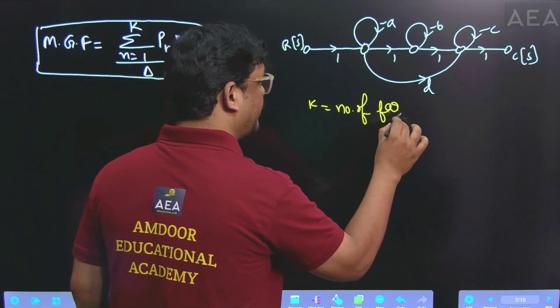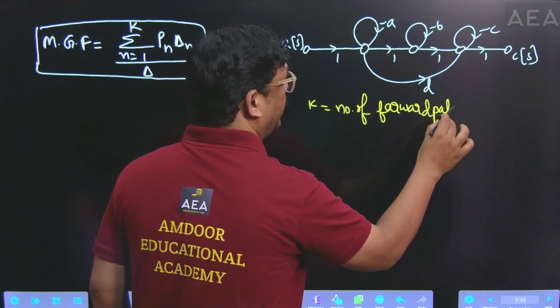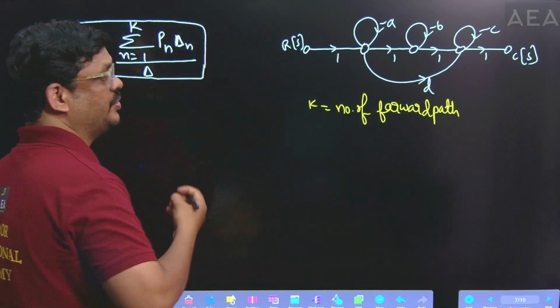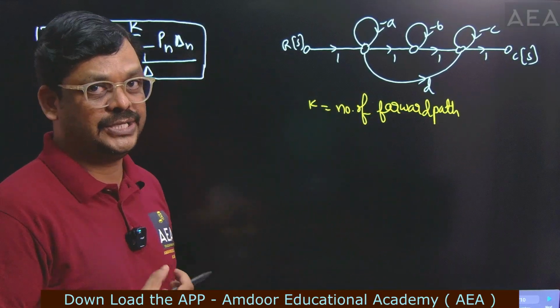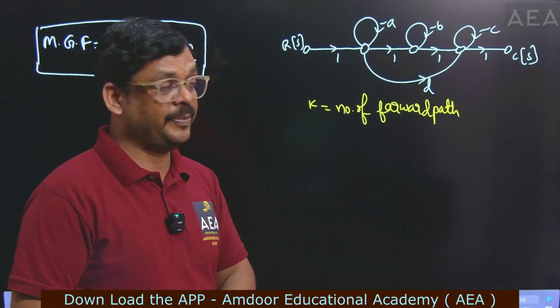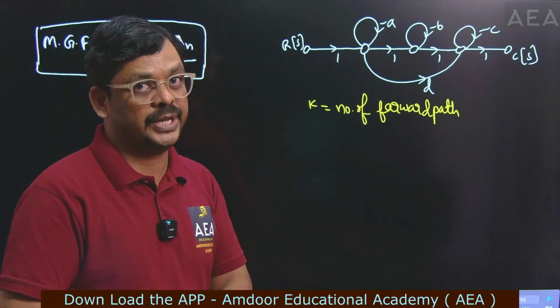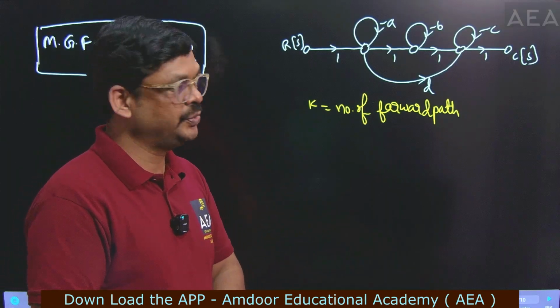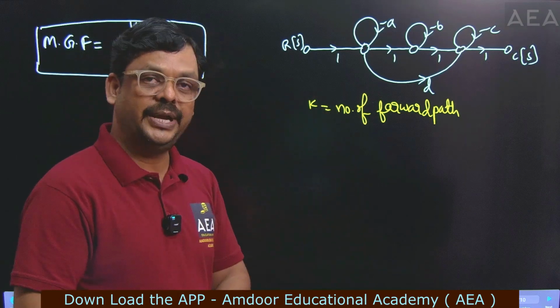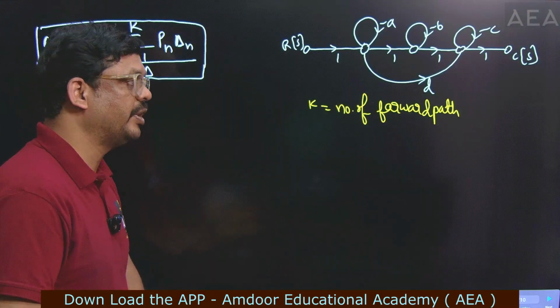First of all, I will explain the step-by-step analysis because you have to understand clearly the importance of Mason's gain formula and how to find each parameter from the signal flow graph. That is why we require the step-by-step analysis, and this is useful for your semester exams also. In semester exams, you have to write the complete steps. So first of all, write k. K is the number of forward paths.